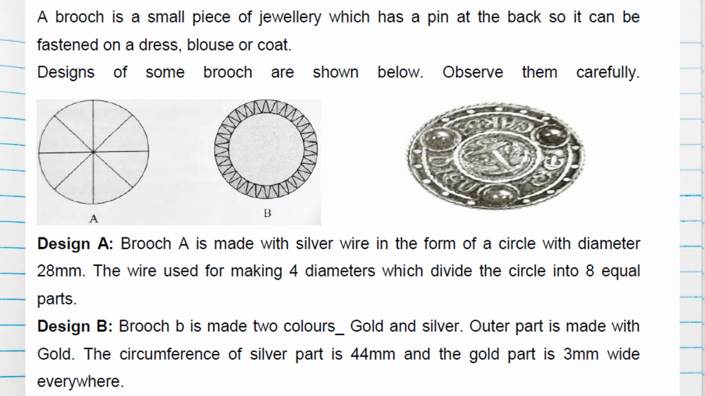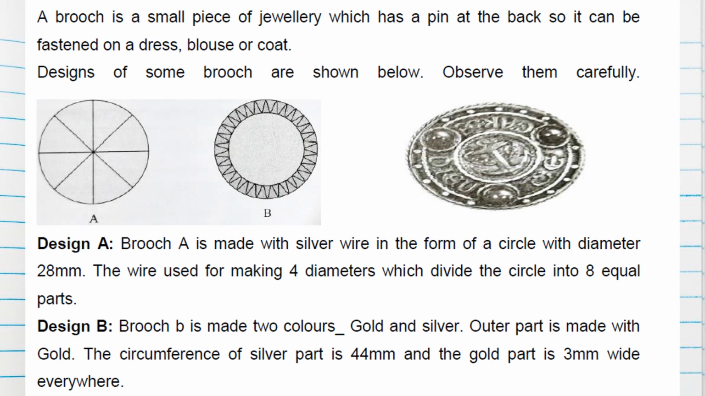Question is, a brooch is a small piece of jewelry which has a pin at the back, so it can be fastened on a dress, blouse or coat. Designs of some brooch are shown below. Observe them carefully. You can see ABC designs are given.